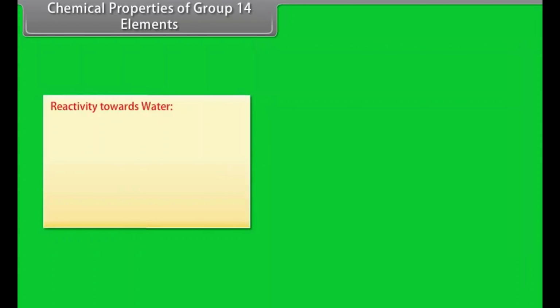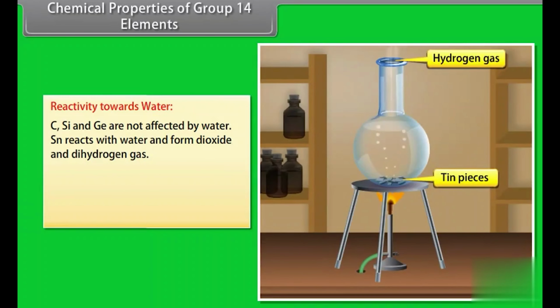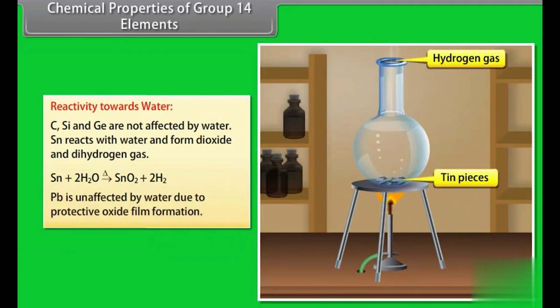Reactivity towards water. Carbon, silicon and germanium are not affected by water. Tin reacts with water and forms dioxide and dihydrogen gas. Lead is unaffected by water due to protective oxide film formation.